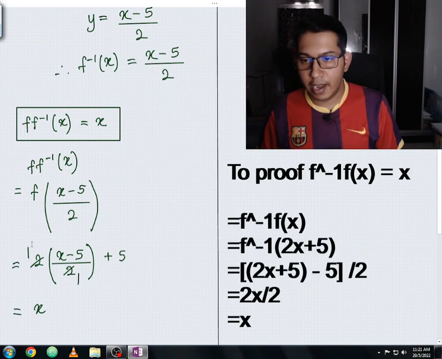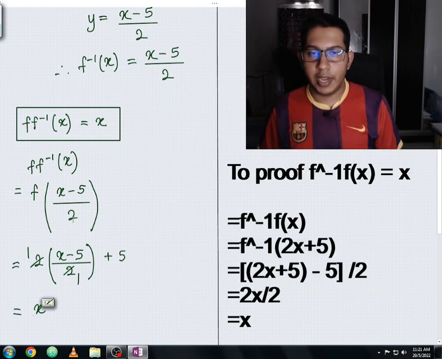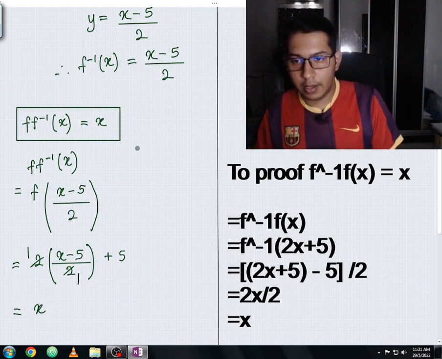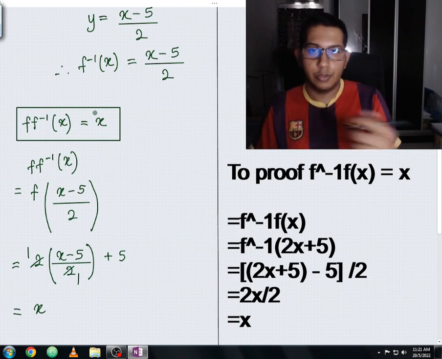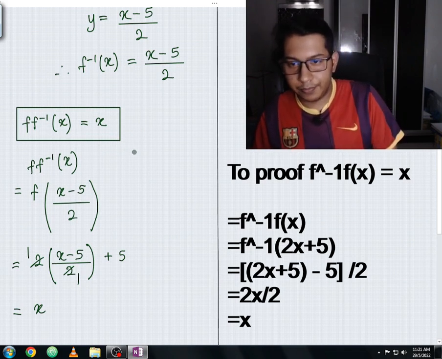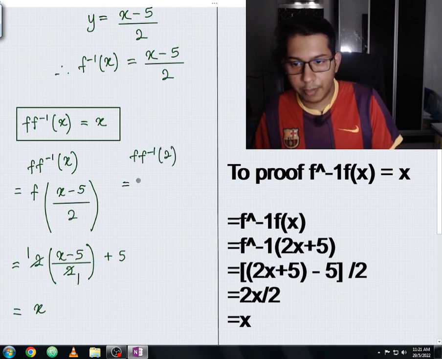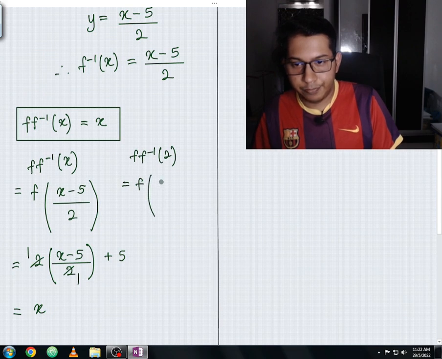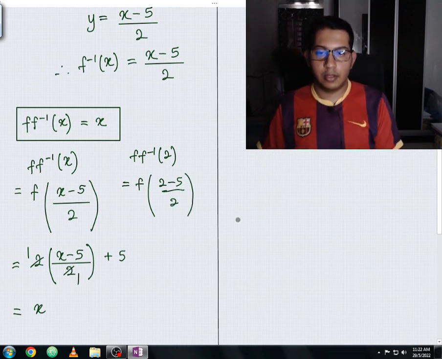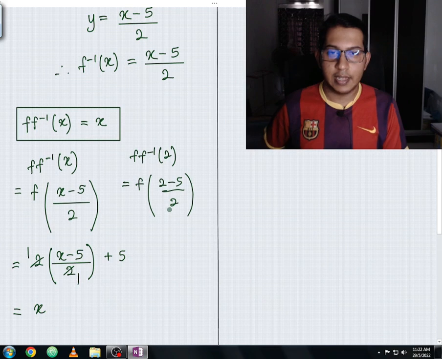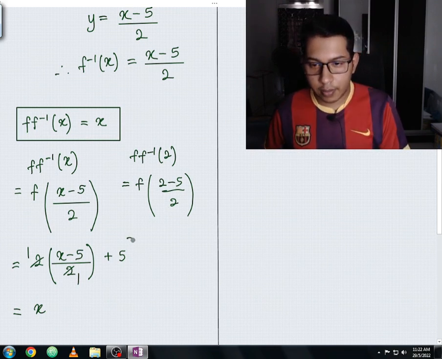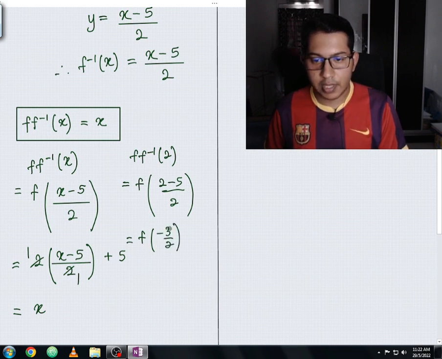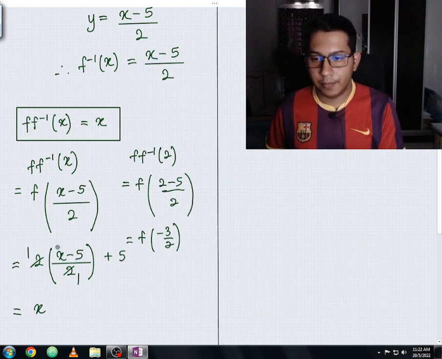Okay, so this one I'm expressing in terms of variable. How about in terms of number? Let's say instead of putting x, I put number 2 here. Let's say f inverse 2. So from here, f inverse in a bracket 2 is 2 minus 5 divided by 2. So from here, 2 minus 5 divided by 2, you get negative 3 over 2, right? So this negative 3 over 2 will be carried into the fx over here.